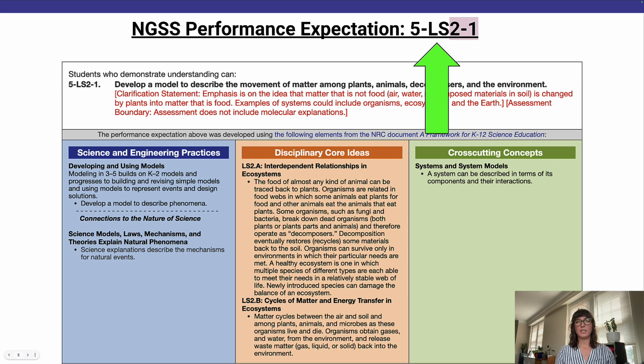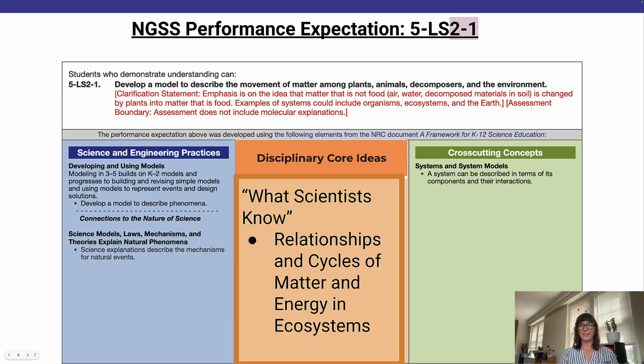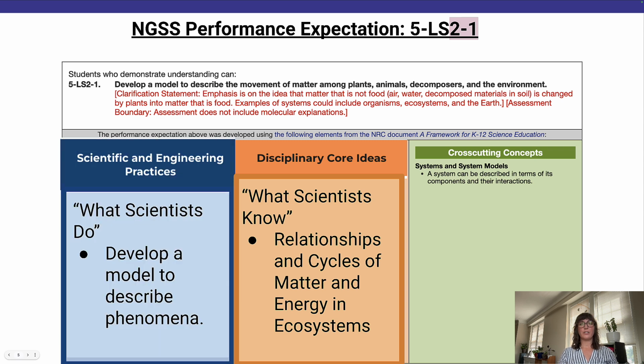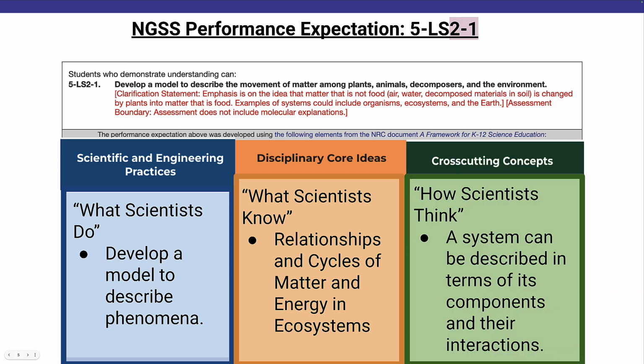Content related to this PE is often taught at the beginning of a unit about matter, energy, and interactions in ecosystems. Students who demonstrate understanding of this performance expectation will know specific DCI, or disciplinary core idea, content about the types of living things found in ecosystems and how they interact to result in flows of matter and cycling of energy. They will apply that knowledge by doing the SEP, or science and engineering practice, of developing and using models, and all of this will happen through the lens of the CCC, or cross-cutting concept, describing systems in terms of their components and their interactions.